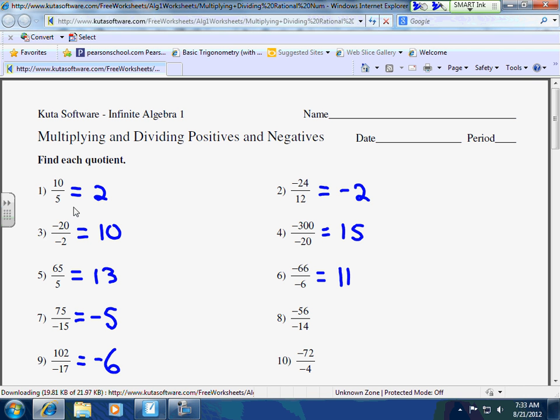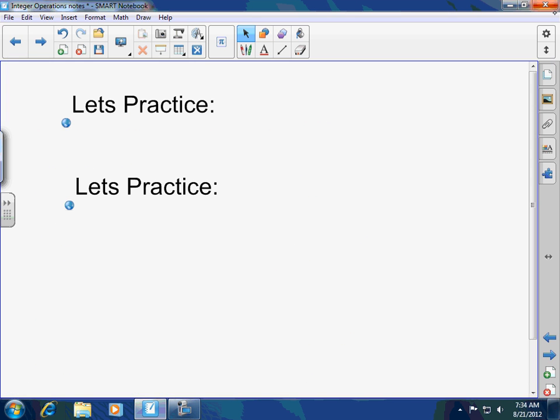Negative 56 divided by 14 is going to be positive 4, because a negative divided by a negative is a positive. And negative 72 divided by negative 4 is going to equal a positive 18. So hopefully now you have a good command of adding, subtracting, multiplying, and dividing integers. Let's just go through it one last final time.